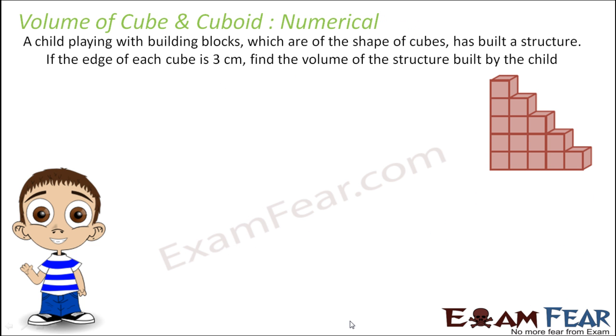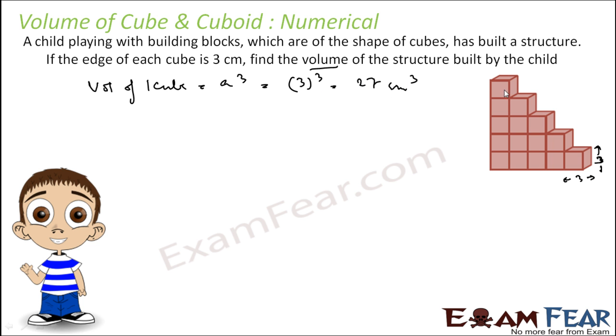Okay, now let's understand one more question. It's a pretty easy question. A child playing with building blocks which are of the shape of cubes has built a structure. The structure looks like this, and each edge of the cube is 3 centimeter, so if this is 3, this is 3, it is a cube. We need to find the volume of the whole structure. First we can find the volume of one cube, that is a cube. Put the value of a to be 3, that is 27 centimeter cube.